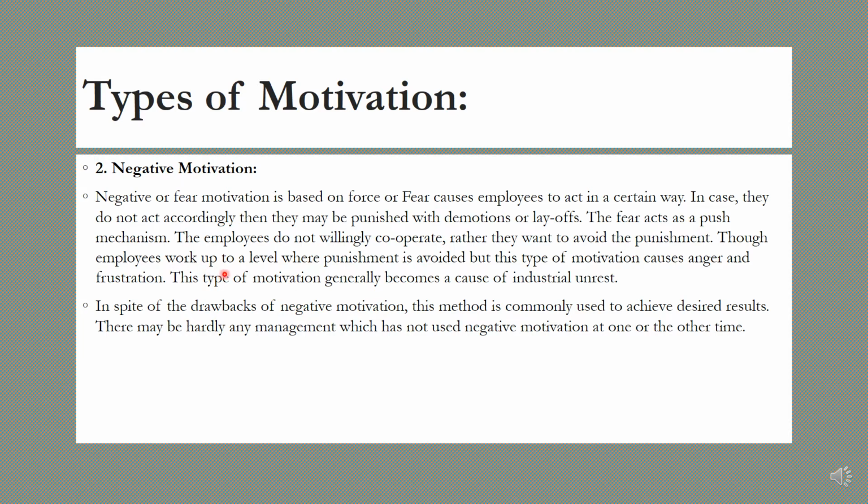Though the employees work up to a level where punishment is avoided, this type of motivation causes anger and frustration. Generally, this type of motivation becomes a cause of industrial unrest. In spite of the drawbacks of negative motivation, this method is commonly used to achieve desired goals. So there may be hardly any management which has not used negative motivation at one time or another. So it is very common to have even negative motivation.